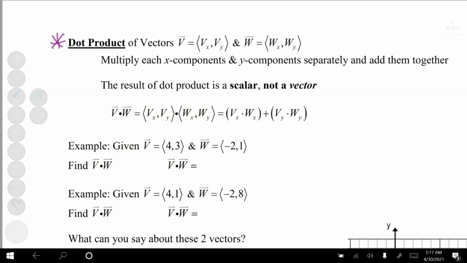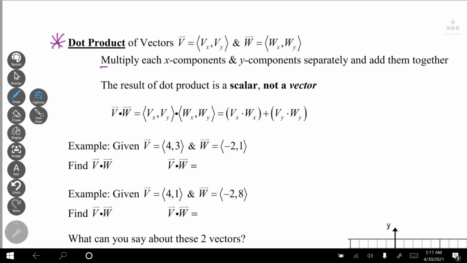The next item we're going to do is called the dot product. Dot product looks like multiplication of vectors, but multiplying vectors is actually something different. We are multiplying, but we're just multiplying the x components and the y components individually, and then adding them together. So when we're done, we don't have a vector anymore. The result of a dot product is a scalar, not a vector. That's the big key.